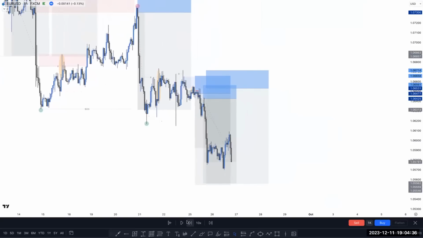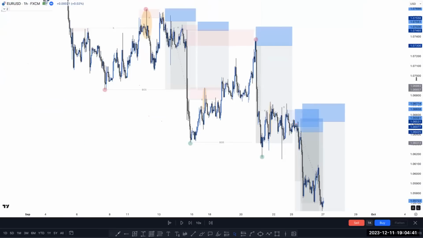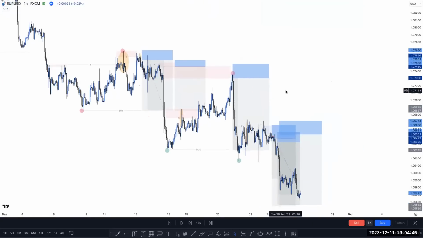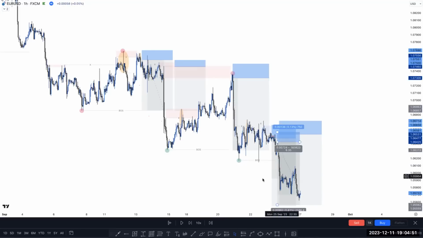Okay, is everything clear now? Yes. Okay, perfect. So you have to follow the same process. And now this point becomes our structure: lower lows, lower highs, and this process will continue until the trend ends.